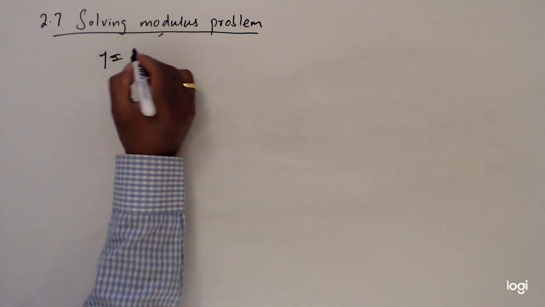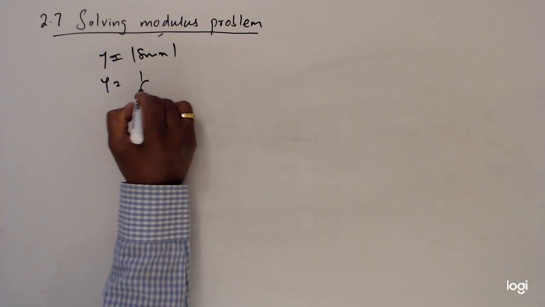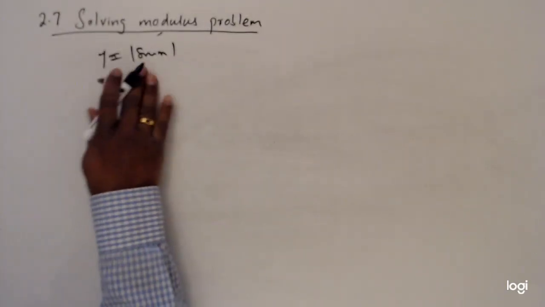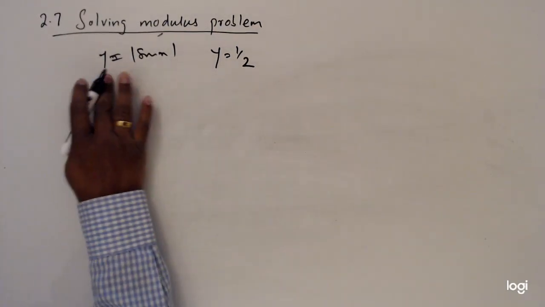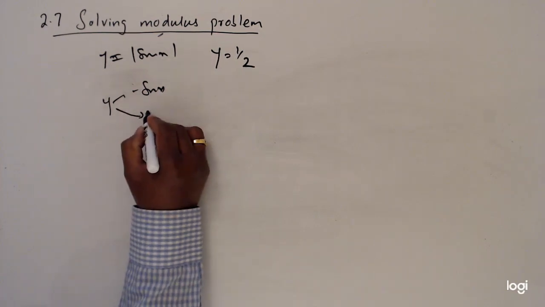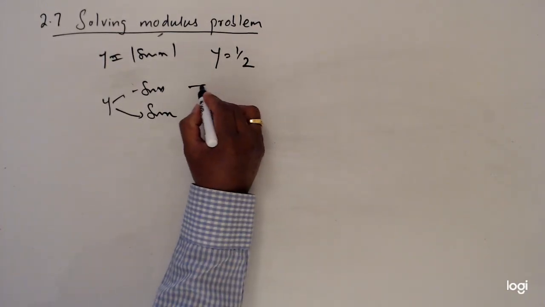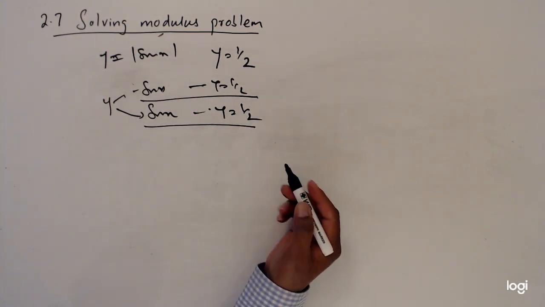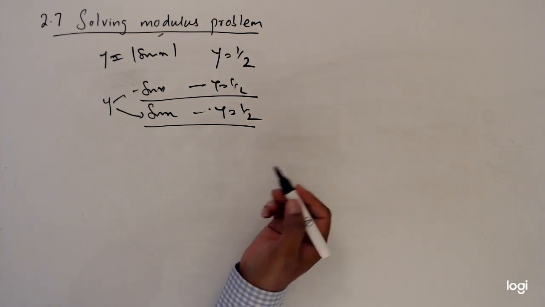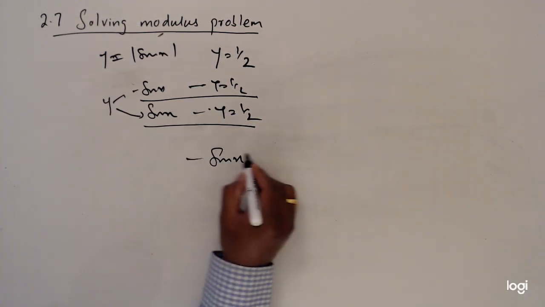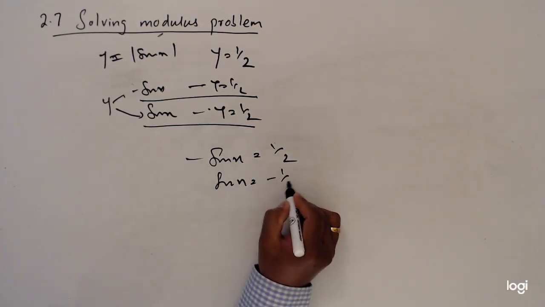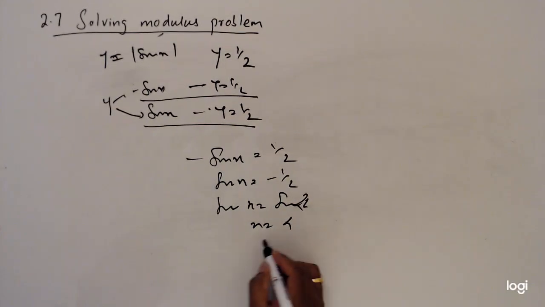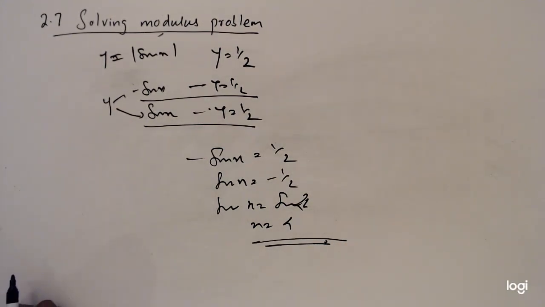However, if I show you, y equal mod sine x and y equal half, those are the two. Then when we take y equal half, there are two options, one is minus sine x, the other one is sine x. You will learn this in trigonometry, but you don't know that yet, but still you are learning. You will solve this kind of equation, minus sine x equal half, then sine x equal minus half, and then sine x equals sine alpha, then x equal alpha. So likewise, you will get a lot of answers in the trigonometric sections.